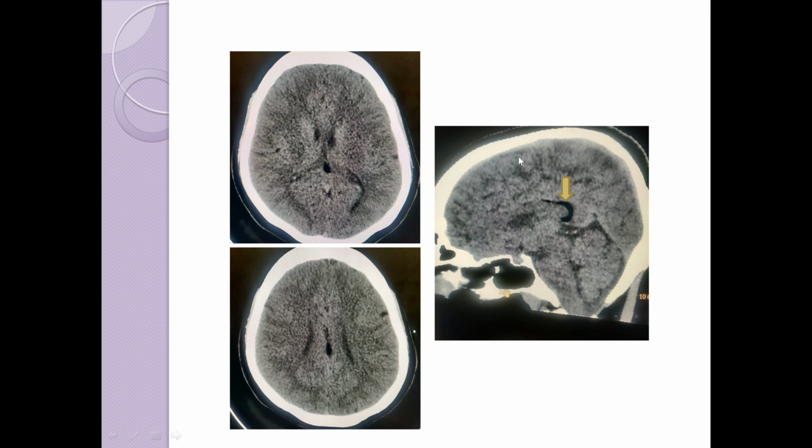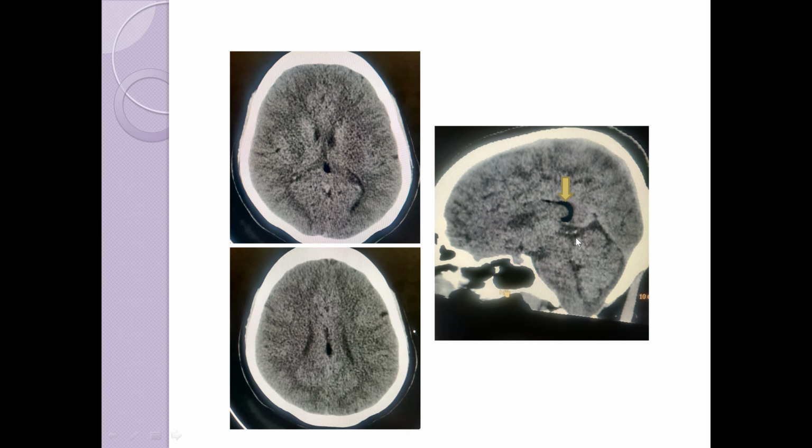Similarly, on the sagittal reformatted images, this lesion is curvilinear and it is typical in location at the level of body and splenium of the corpus callosum with mild hypoplasia as shown on this image.